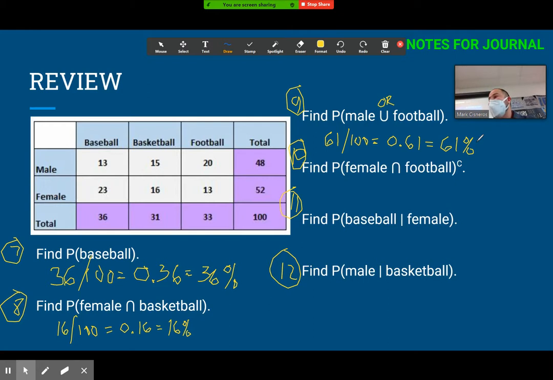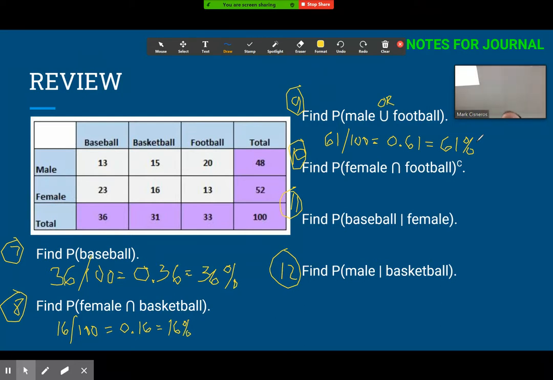Ooh, another curveball in there for number 10. What's the difference with that one? There's a C, and it says "and," and the C is on the outside. So here's what it's asking for.